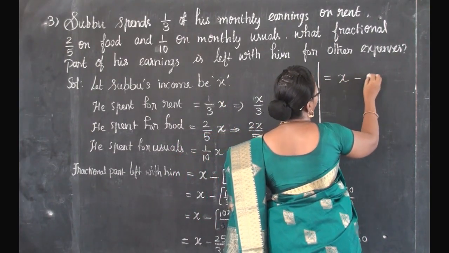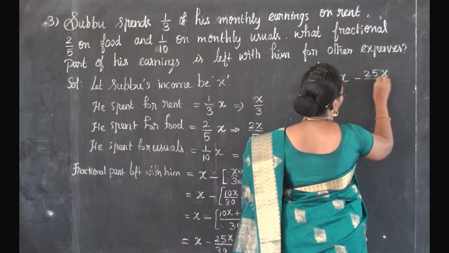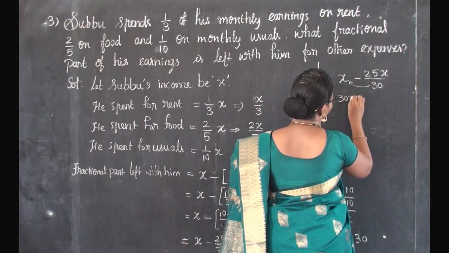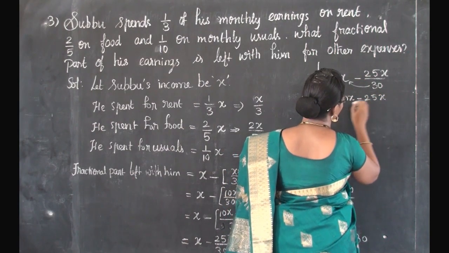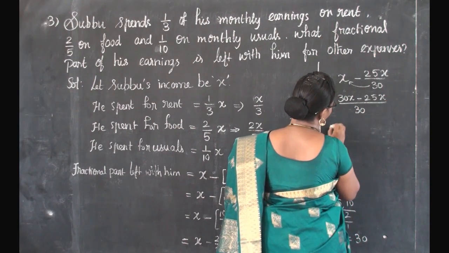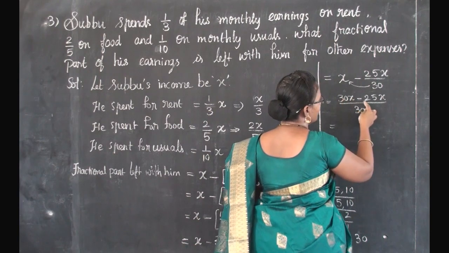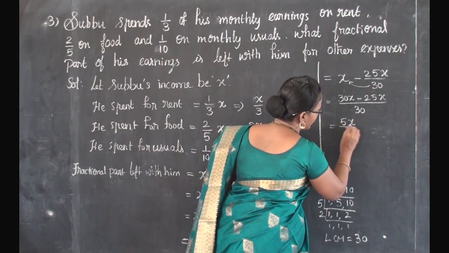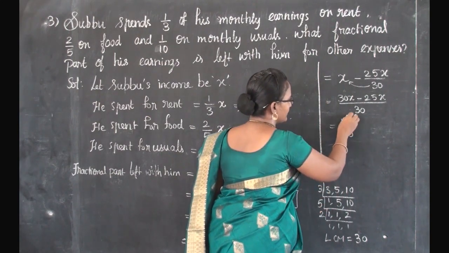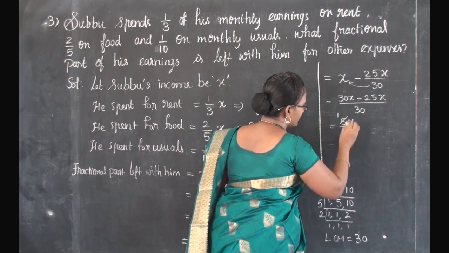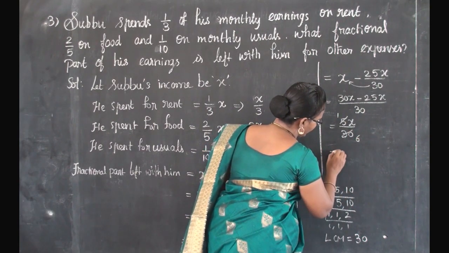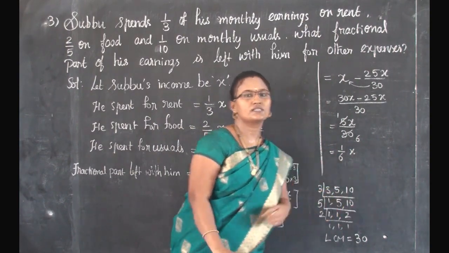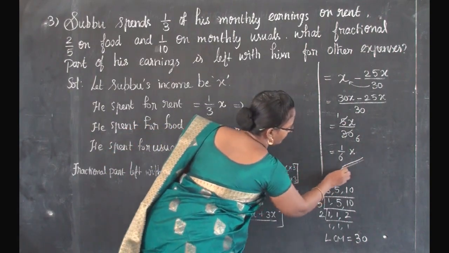Now x minus 25x by 30, multiply the numerator. So we get 30x minus 25x divided by 30. Here 30x minus 25x, so we have to subtract. We get 5x divided by 30. Cancel this by 5. So 5 ones are 5, 6 5s are 30. We get 1 by 6. So 1 by 6 part of the earnings is left with him. That is the answer.